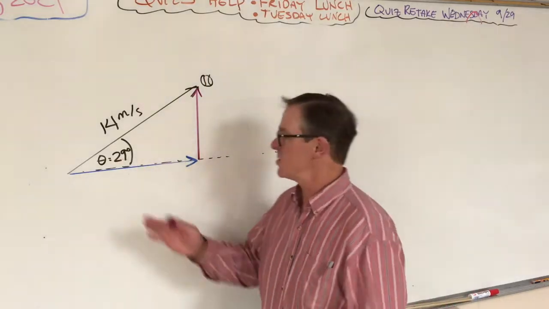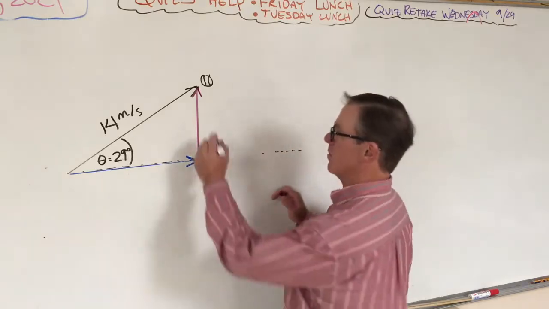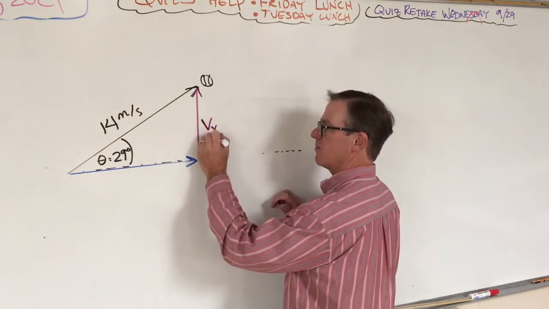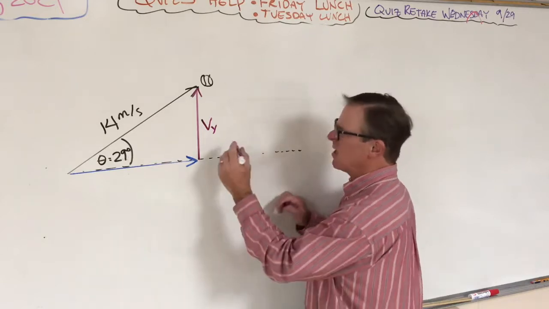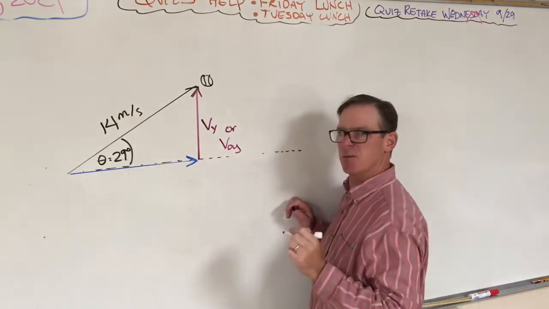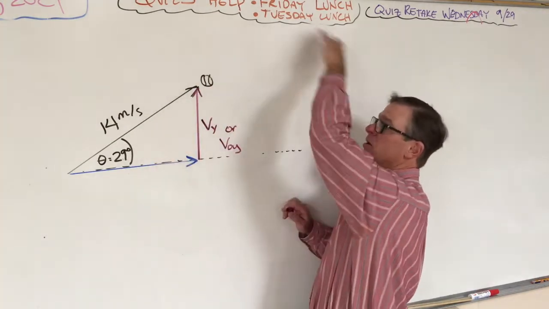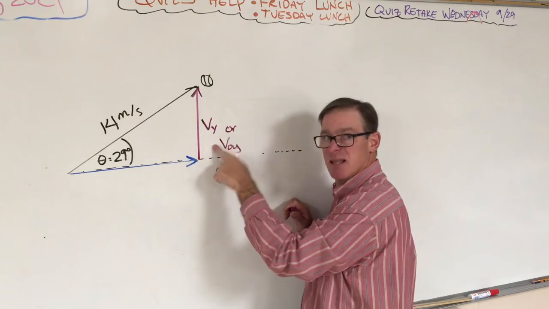We're going to label these two components, these parts. Vy for the vertical velocity. That really could be thought of as the initial vertical velocity, because this part is changing as the ball goes up and down, because gravity affects this one only.